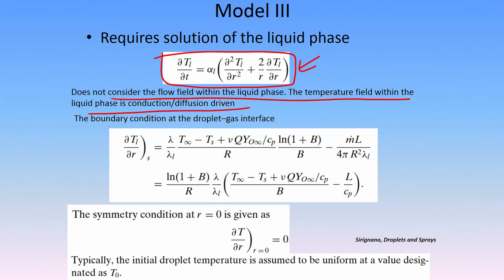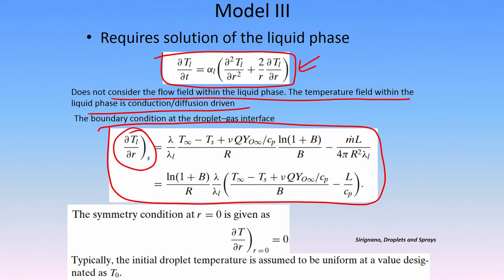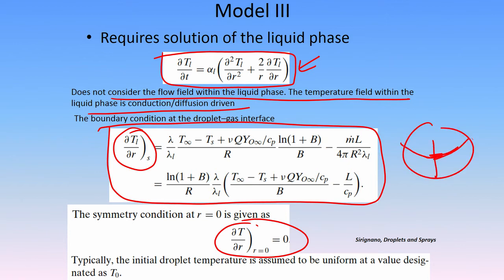So all you need to do is, at the boundary, match the temperature slope at the boundary, and apply the symmetry condition at the droplet center, because at the droplet center the temperature gradient should go to 0. This is because it is a symmetric droplet. So all you need to do is solve this extra piece of equation and adjust the boundary condition accordingly. Do not bother about these terms so much, because they are a little bit more complicated.